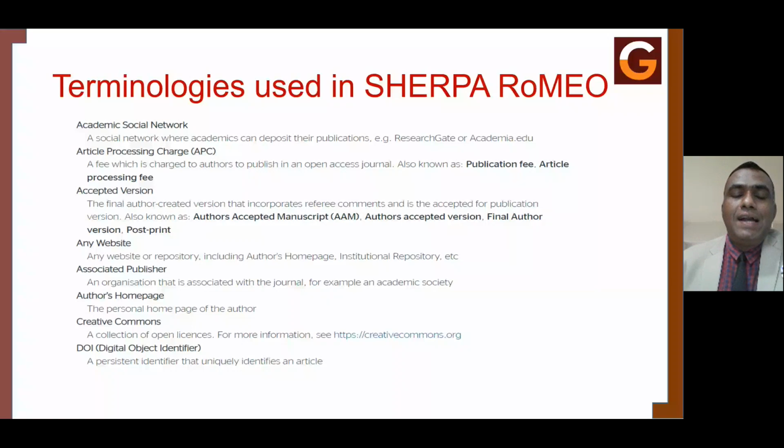After the manuscript is accepted, the journal will communicate to you that your manuscript has been accepted in this version, and they will ask you for a final confirmation. Once you give them the confirmation, yes, I agree with the accepted version as it is, then it is called the accepted version. I hope all of you have understood the concept of accepted version.